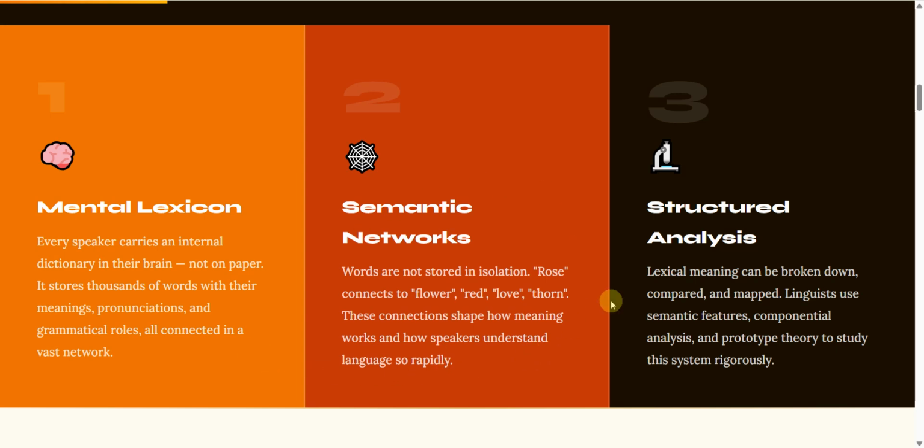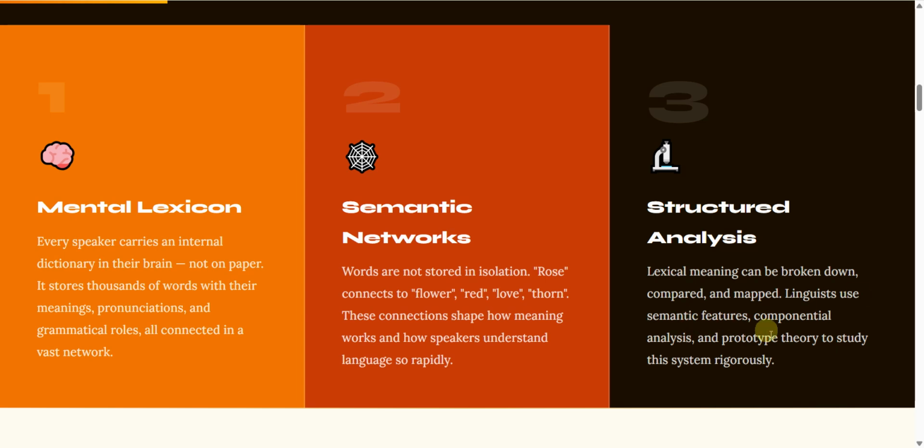Then comes the semantic networks. A word is not stored in isolation. Rose connects to flower, red, love, tone. These connections shape how meaning works and how speakers understand language so rapidly. So this shows how different words and meanings are connected in our lexicon, depending on how we use them in certain situations.